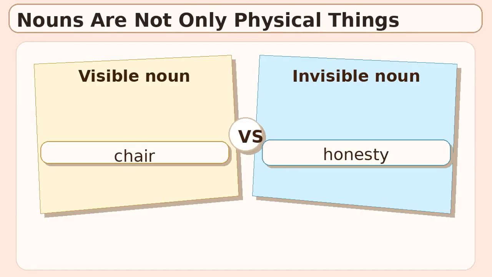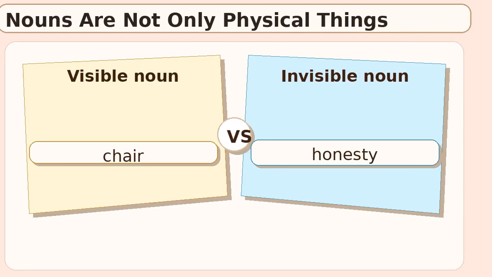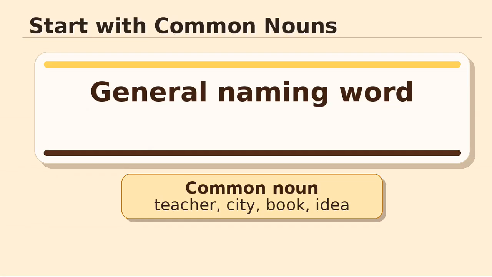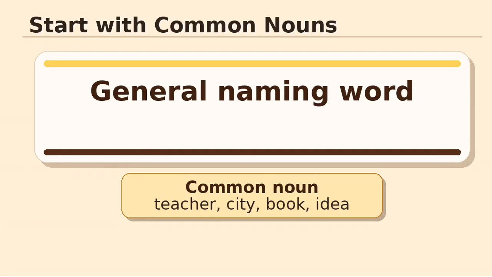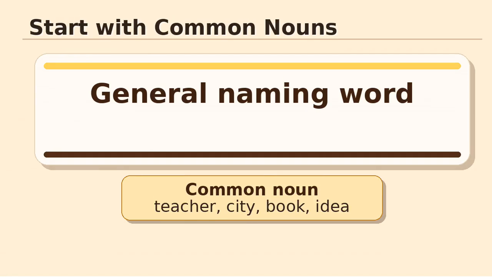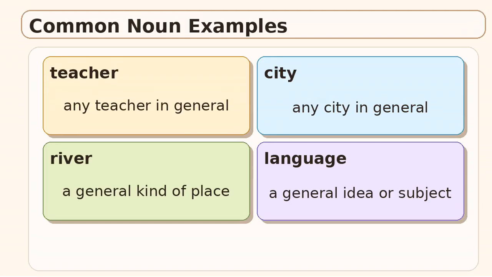Many learners think nouns always name visible objects like table, pen, or chair. But nouns also name invisible ideas such as freedom, honesty, hope, anger, beauty, and success. A common noun names a general person, place, thing, or idea. It does not name one special or unique person or place. These are common nouns because they refer to general categories, not one unique name.